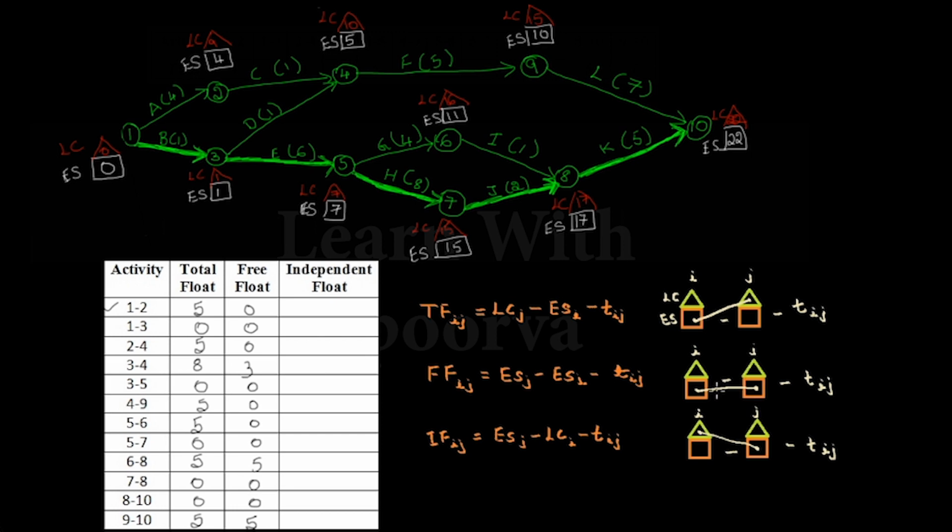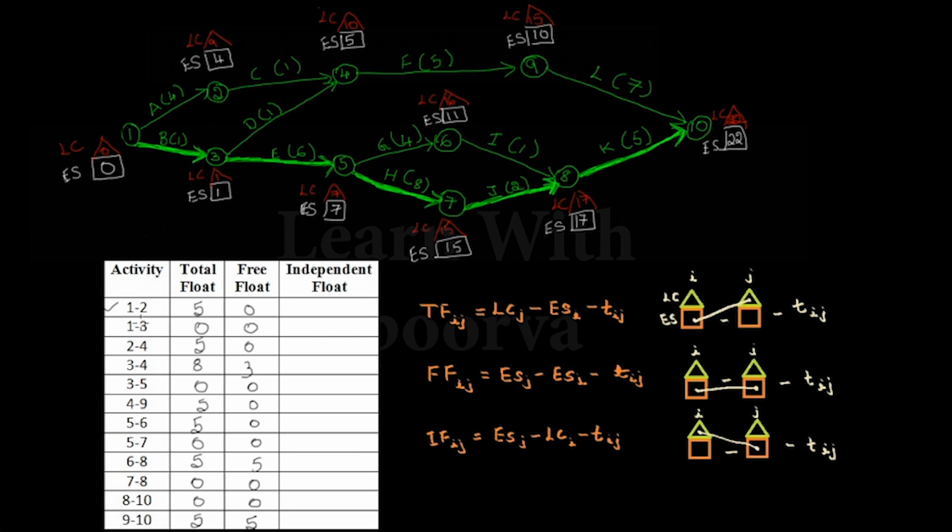So look at this pictorial representation. For the i and jth node, we are going to find the difference of ES here and ES here, and we will subtract it with the activity time Tij. Now let's go to the next type of float, which is independent float, and the formula is ES of j minus LC of i minus Tij. For the ith node and the jth node, we find the difference between the latest completion of i and the earliest start of j. Earliest start of j is this and latest completion of i is this. Find their difference and then subtract Tij.